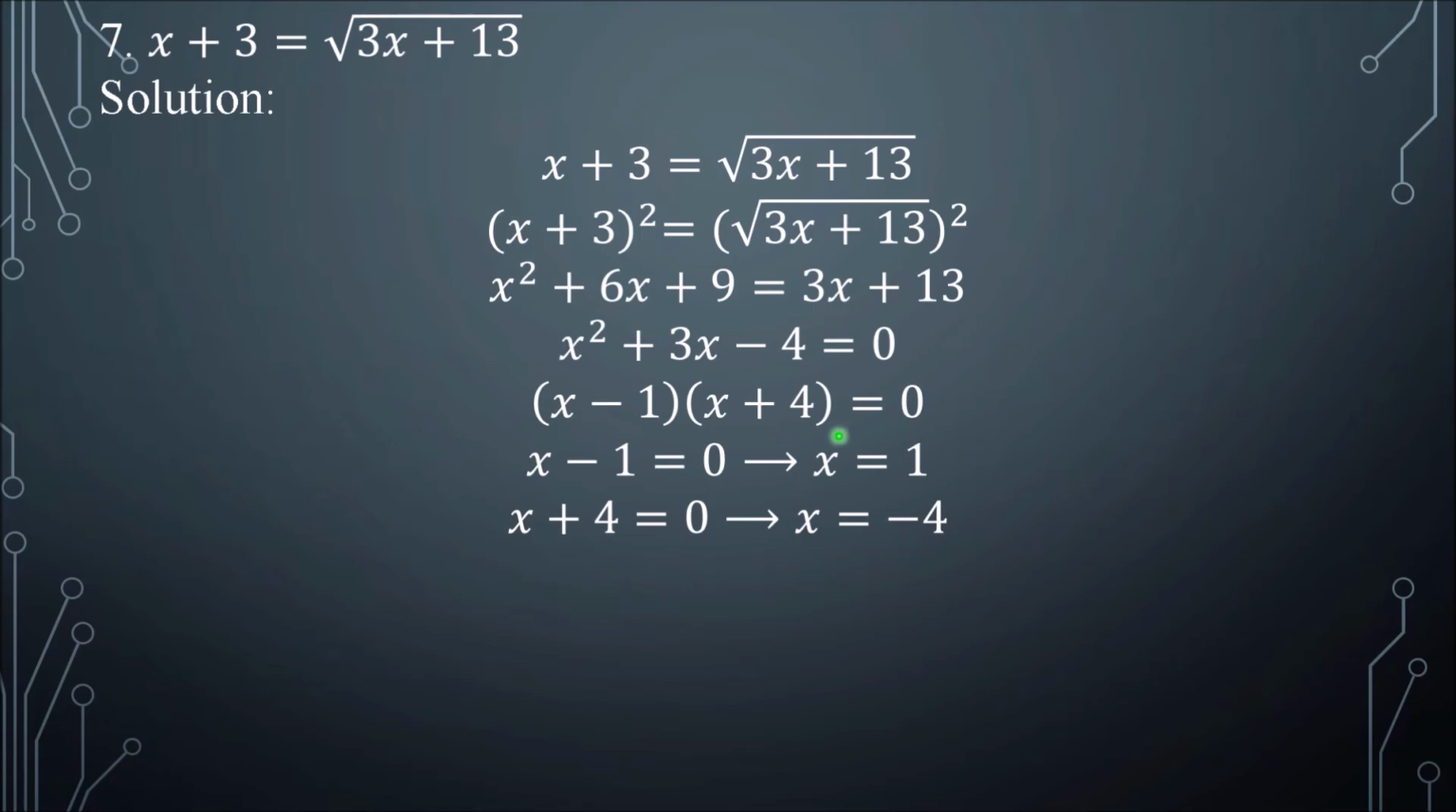So again, in factoring, we need to consider the factors of the first term, x squared, that will be x times x, and then 4, that will be 1 times 4. This is negative, so this is minus and plus. So this is the right combination to get the middle term 3x. Now again, x minus 1 is equal to 0. Therefore, x is equal to 1. X plus 4 is equal to 0. Therefore, x is equal to negative 4.